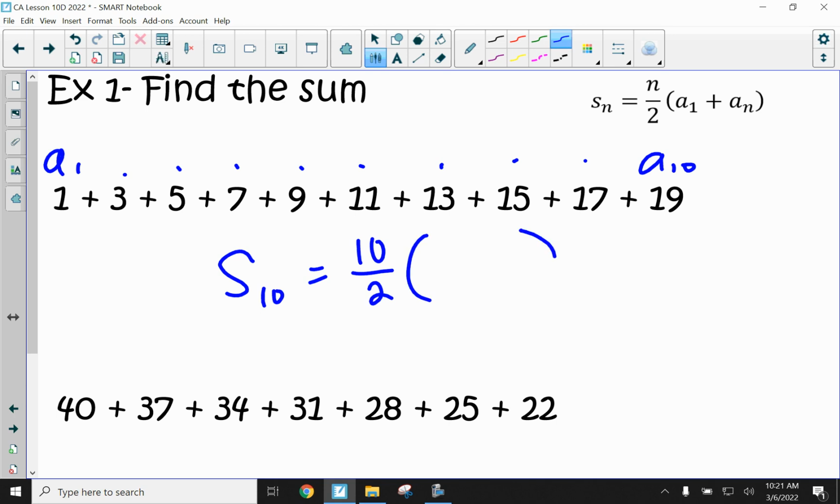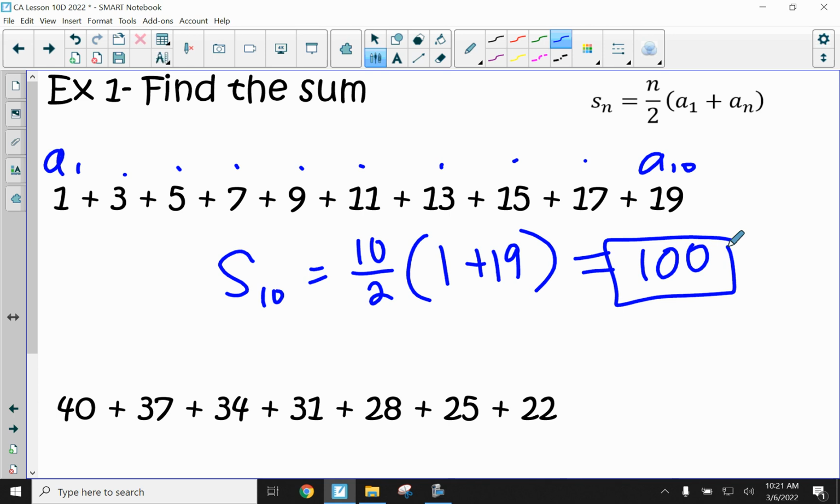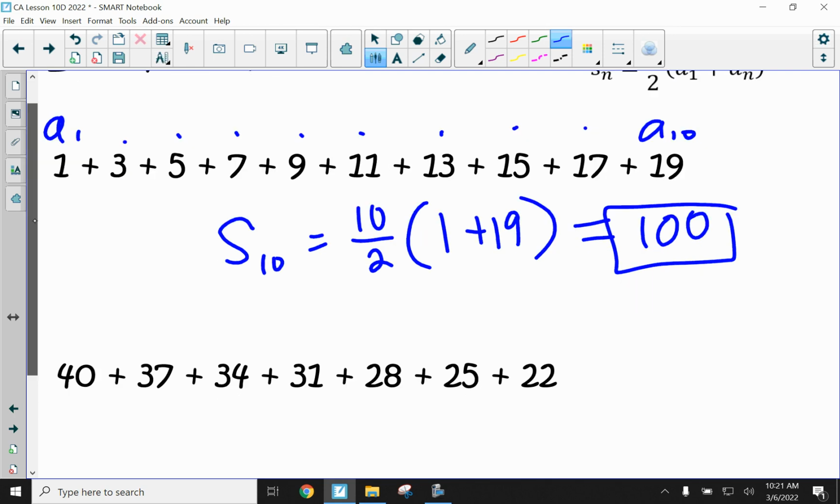So it's 10 divided by 2, and then we just add the first and last numbers together. If you type all that into your calculator, the final answer is just 100. Again, 100 is not a term from the list. It's what you get when you add up terms from that list, specifically when you add up the first 10 for that pattern.